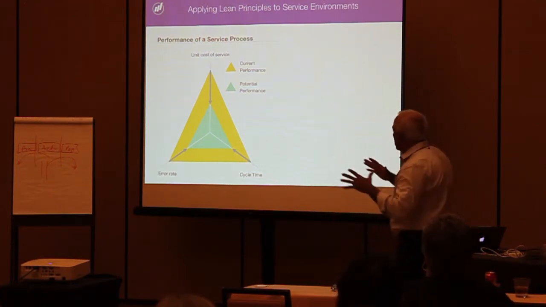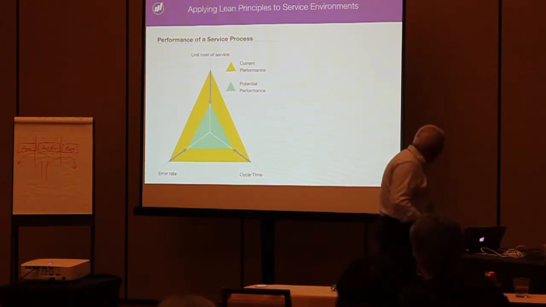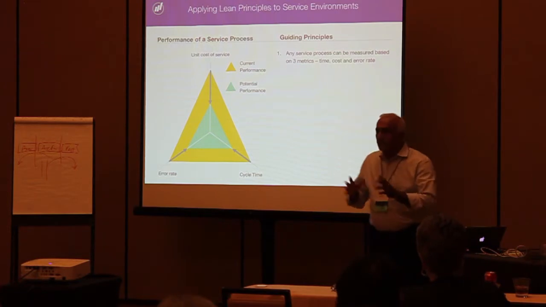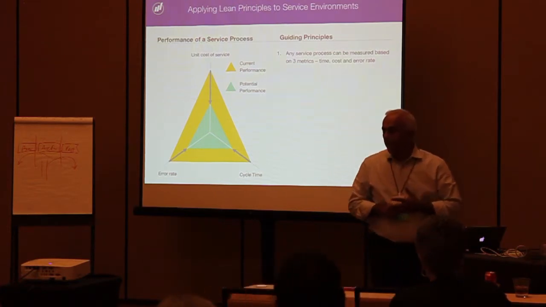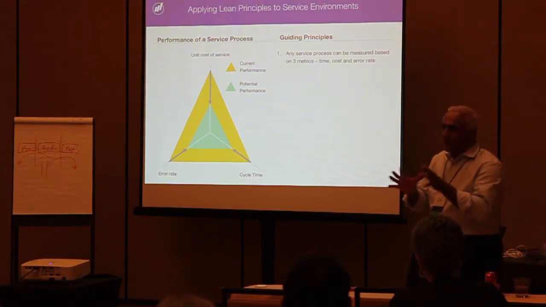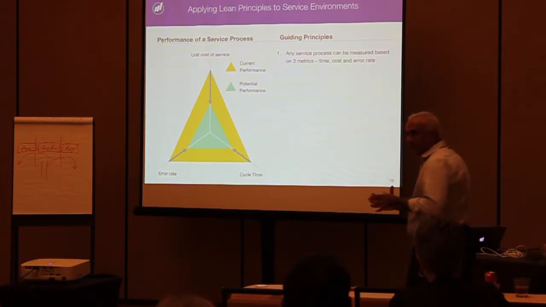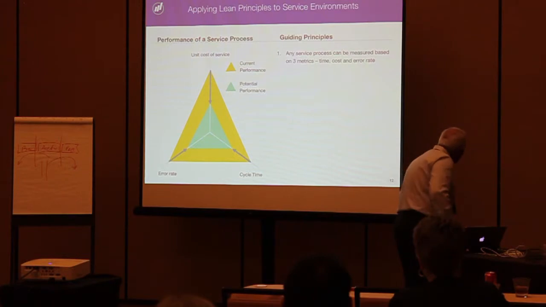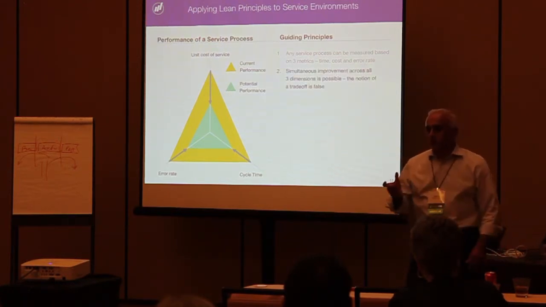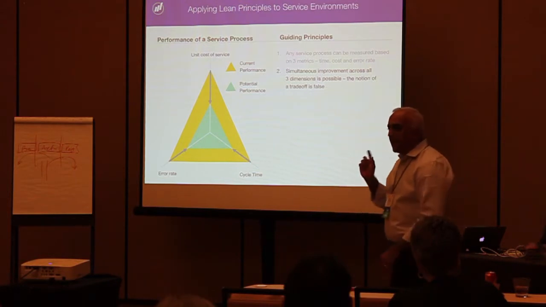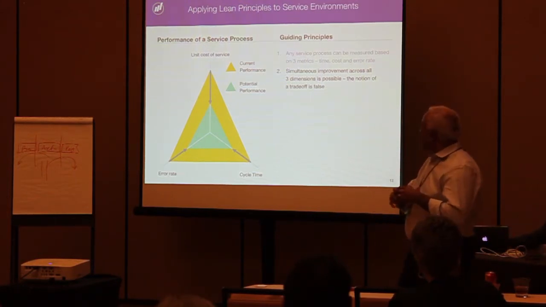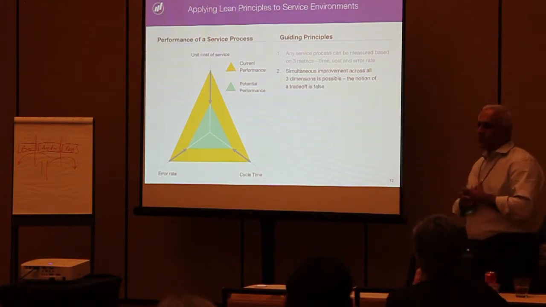Okay? So let me put forward a few guiding principles. First is, that's it. Those are the only three metrics you need. Okay, time, cost, and quality. Any service process anywhere can be measured on just those three metrics. That's one. Second is, the notion that there is a trade-off is a false notion between any of the two. Okay? Simultaneous improvement across all three dimensions is possible.